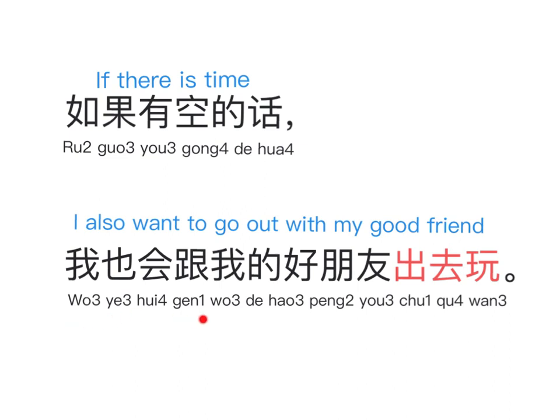我也会跟我的好朋友出去玩. Let me read this to you one more time a bit slower so that you could get the pronunciation. First line. 如果有空的话，如果有空的话，我也会跟我的好朋友出去玩. Okay, there you have it.